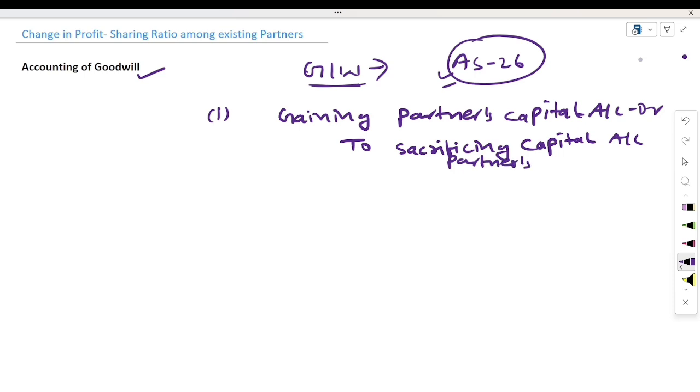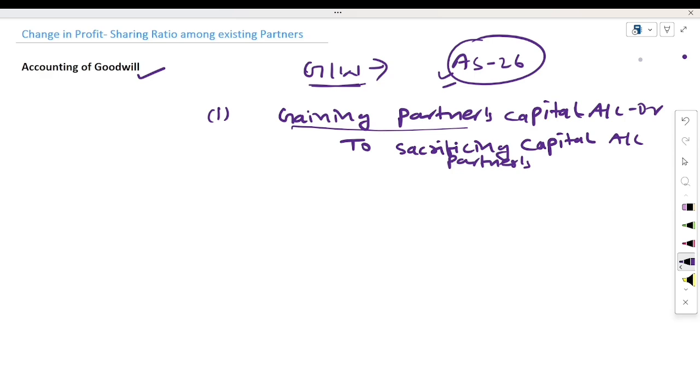For the adjustment of goodwill, we have to pass this entry because in this chapter the profit sharing ratio is to be reconstituted. Whenever we reconstitute the profit sharing ratio, it may be that one partner gains and another partner sacrifices. So for the accounting of goodwill, the gaining partner has to compensate the sacrificing partner. So we debit the gaining partners and credit the sacrificing partners.